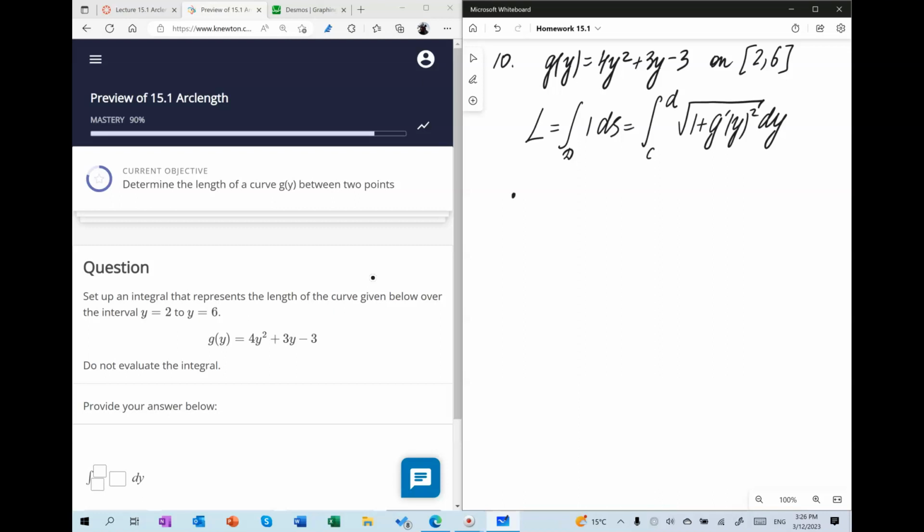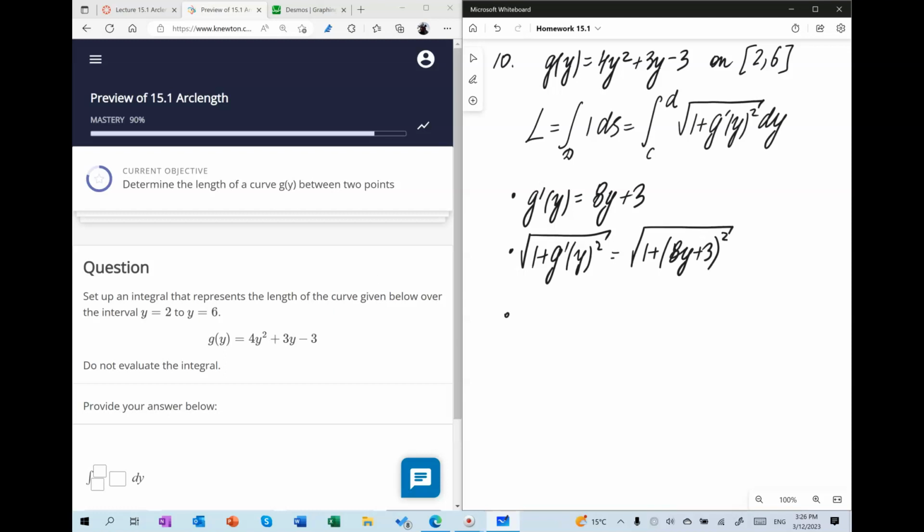We're gonna set up this integral in 3 steps. First, find the derivative of g, which is 8y plus 3. Then we're gonna find the integrand using this formula. It's 1 plus 8y plus 3 squared. And now we're gonna set up the integral. It's gonna be the integral from 2 to 6 of the square root of 1 plus, and I don't really need to square this. This is going to be the setup, and we're not even asked to compute this or anything.